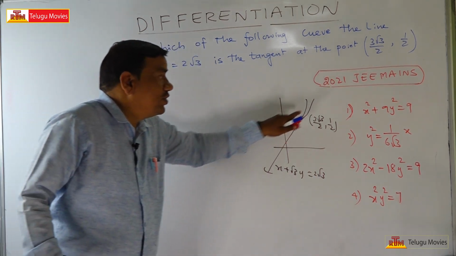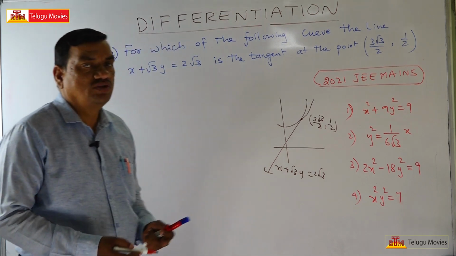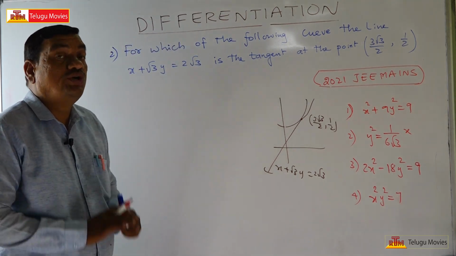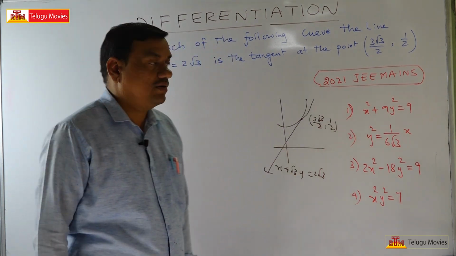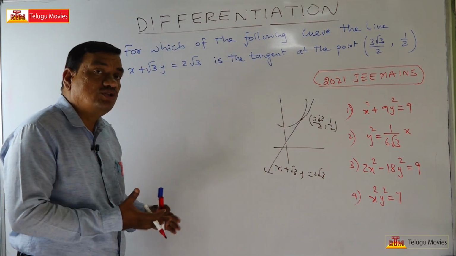We have to find which curve equation this is. So here it is completely option verification. No need to find the equation of the curve, because the curve equations are already given. Then how to do this problem? How to proceed with this problem?